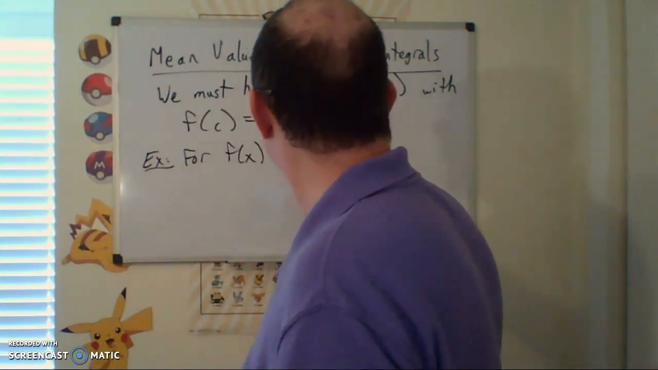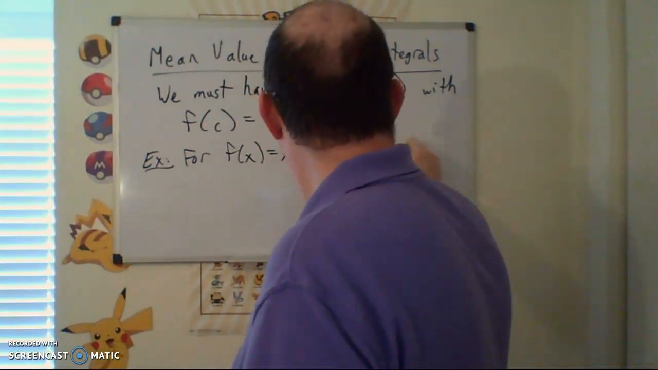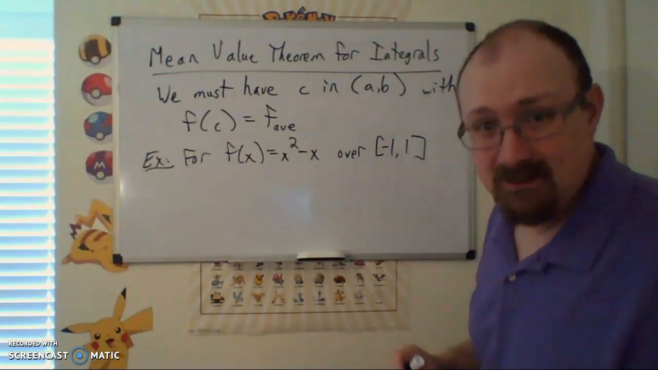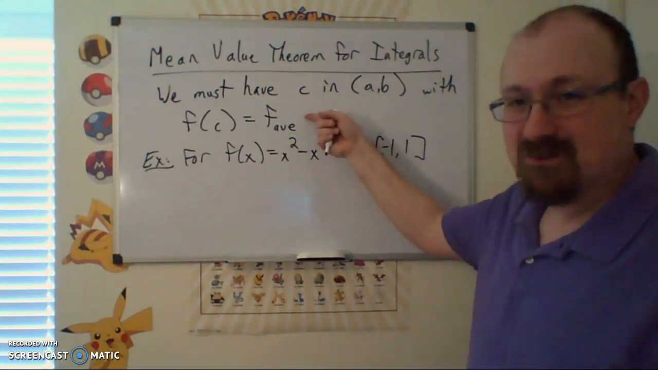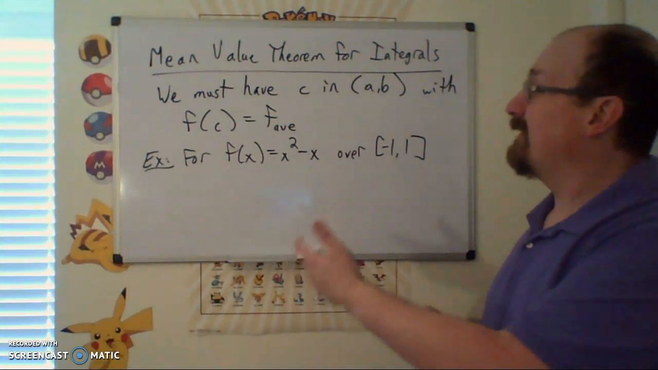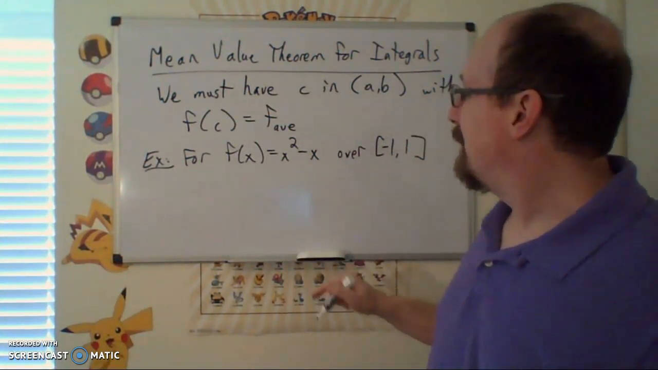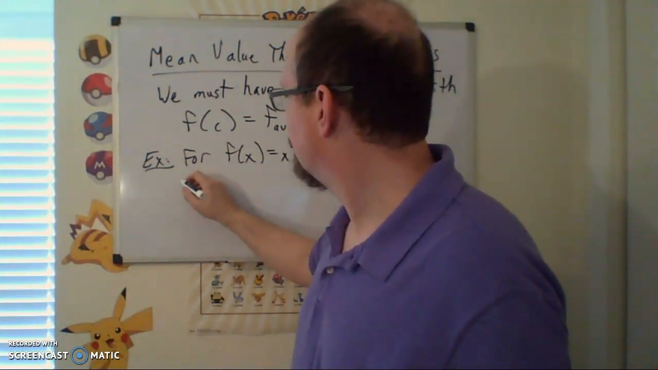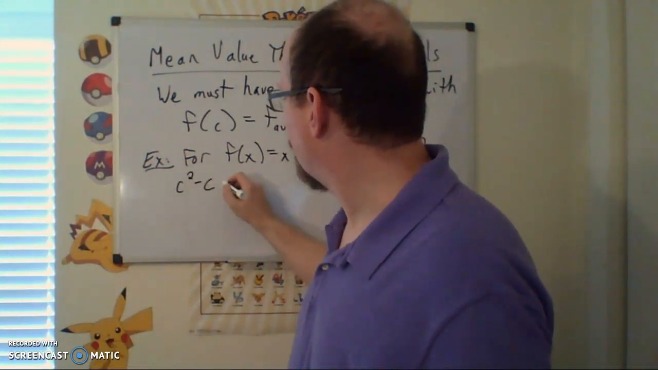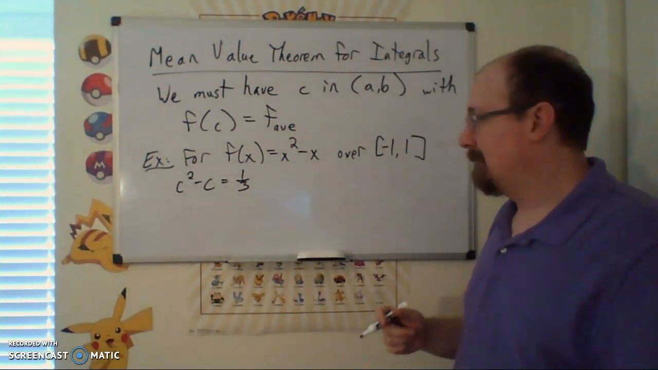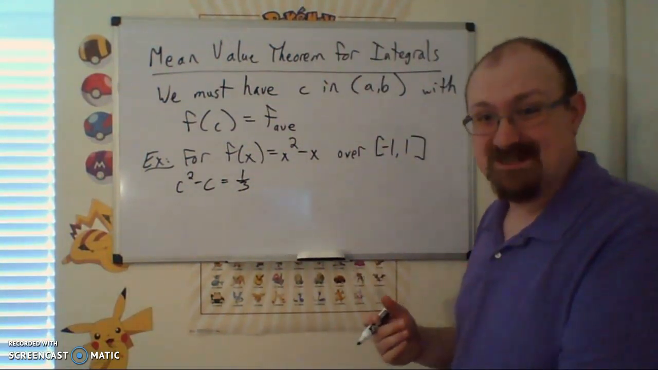So we've got x squared minus x. Our interval was -1 to 1. We found out that the average value was 1/3, so according to the mean value theorem, there has to be at least one number c sitting inside here that gives us c squared minus c equals 1/3.